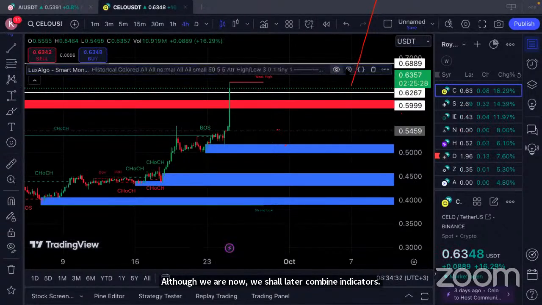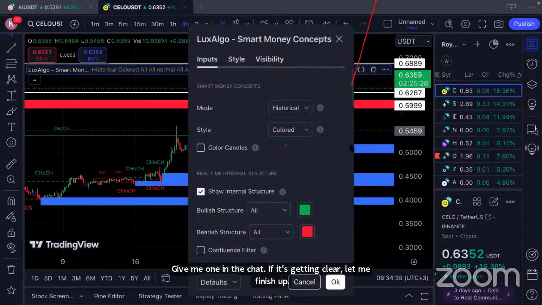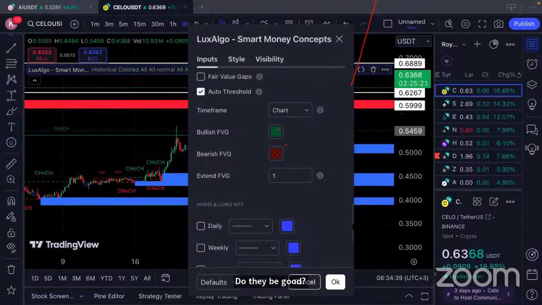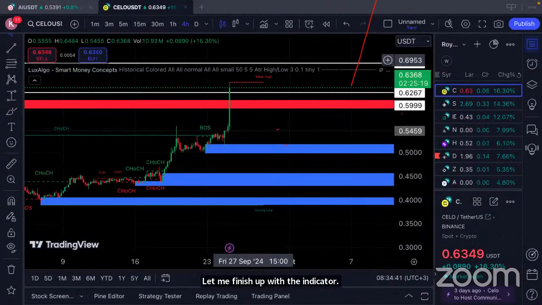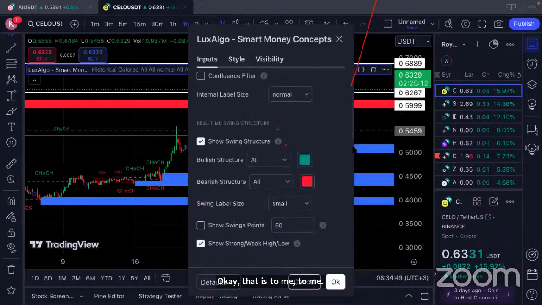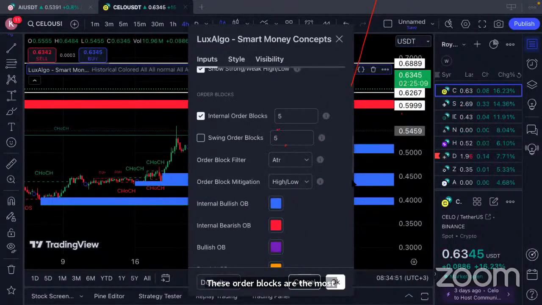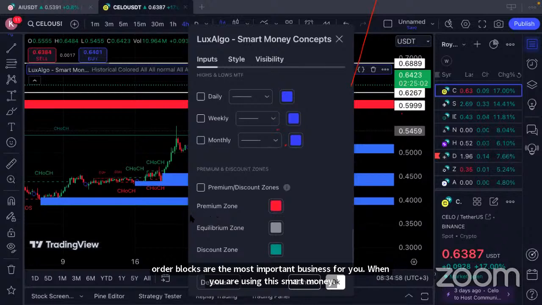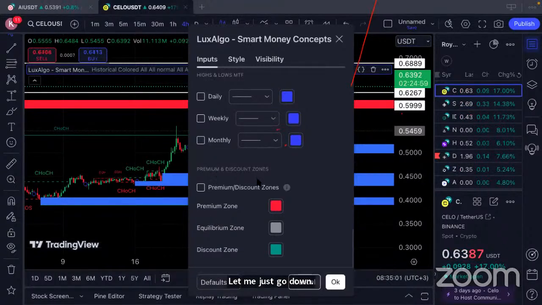Let me finish up with the indicator. Now, the rest of this indicator, that's the most important part. To me, these order blocks are the most important business for you when you are using this smart money indicator. Okay, let me just go down here. Now, allow me to introduce premium and discount zones.